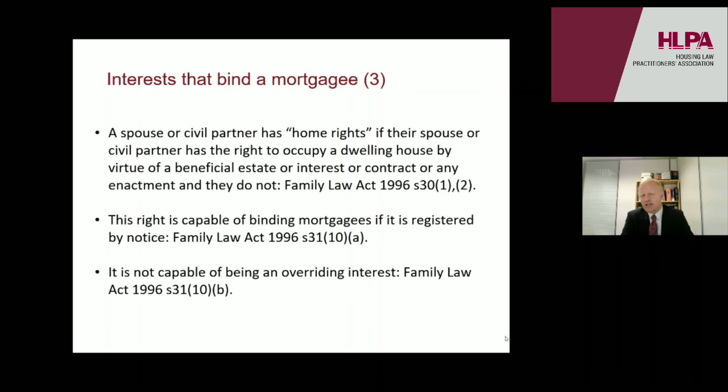And so what you essentially need is a spouse or civil partner who is very distrusting of their other half, because they're concerned that they're going to mortgage the property without their knowledge, so as to put their rights to occupy the family home at risk. So it's not that common for home rights to be registered. Often they're registered after the event, because it's the very fact that they've learned that the property has been mortgaged which causes them concern. But by then it's too late. But it is a potential way to bind mortgagees.